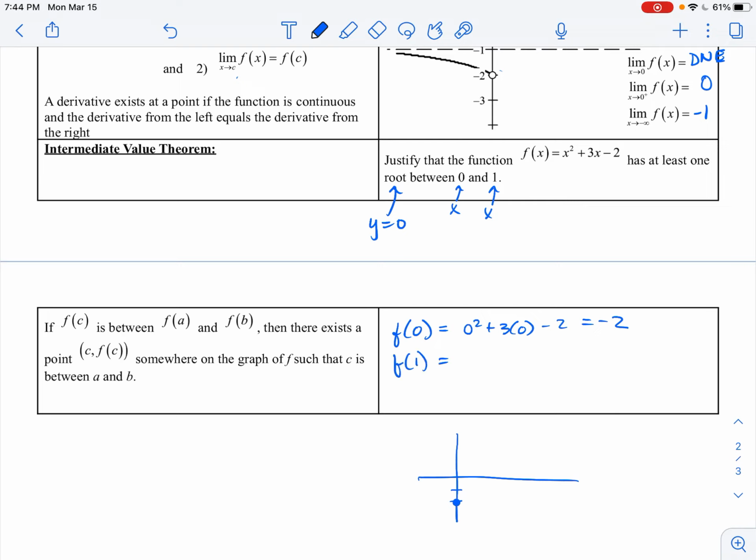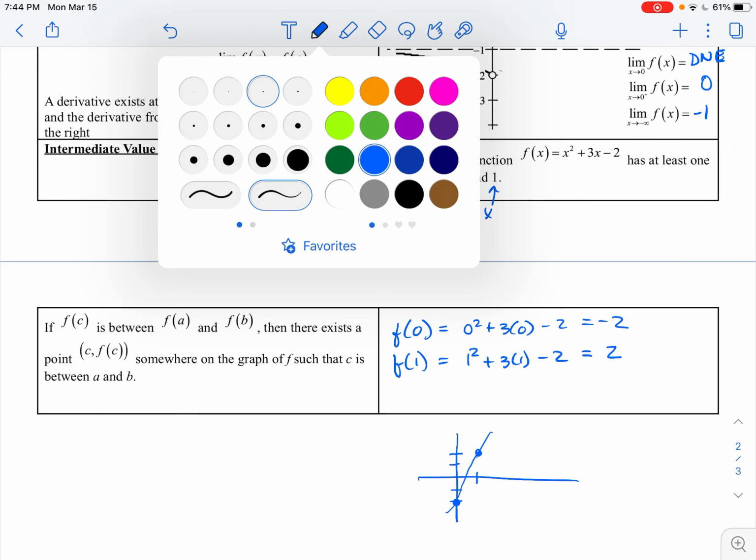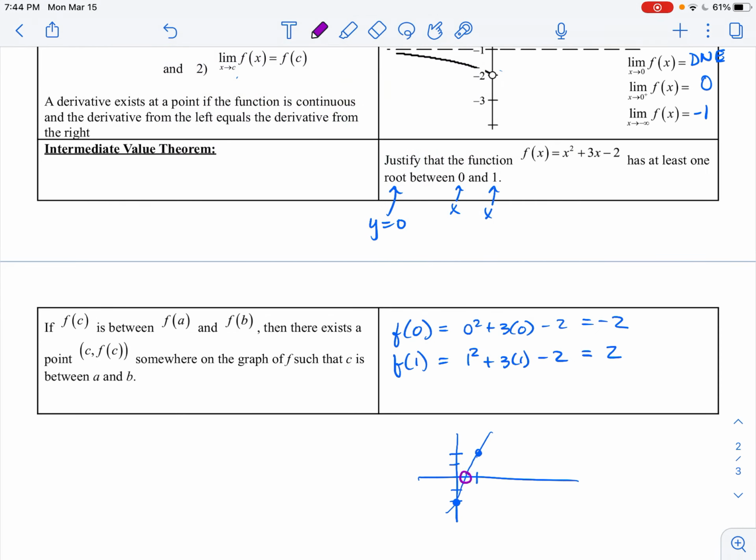Now, f of 1, we'll substitute it in. That would give me 1 plus 3 would be 4 minus 2 is 2. So at an x value of 1, I've got a y value of 2. So my graph, and I don't know what the other behavior is, but from between these 2 points, I'm going from a y value of negative 2 to a y value of positive 2. So I know somewhere in between, I have to have a root. And so showing this is my justification that there is a root between an x value of 0 and 1.